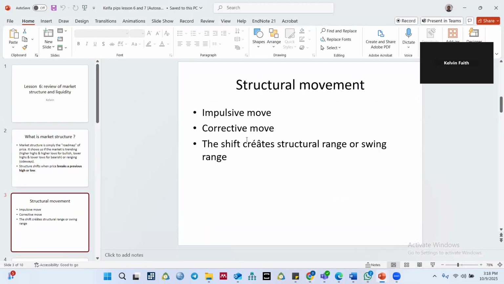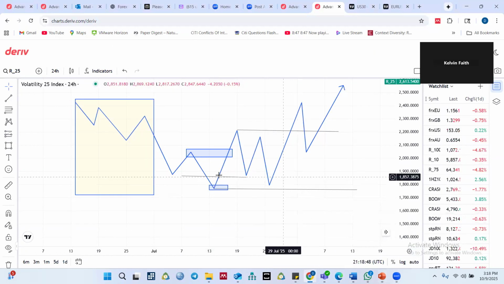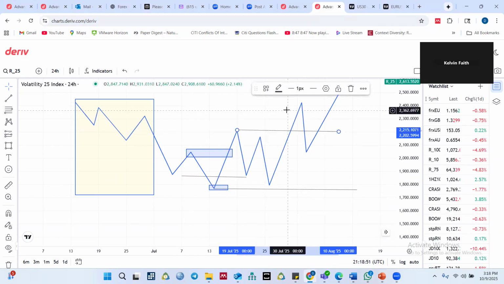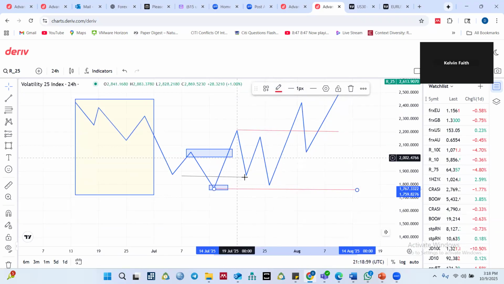But what I'm trying to get at is that for us to see a structural movement, we have to see an impulsive move and a corrective move, which is the pullback, and that gives us a structural range or a swing range where we can frame our setup or our trade. That's exactly what I'm showing right now. So this range, let me make this one red line. Within the two red lines, that's what you use as your range, because there is an impulsive move that breaks structure.